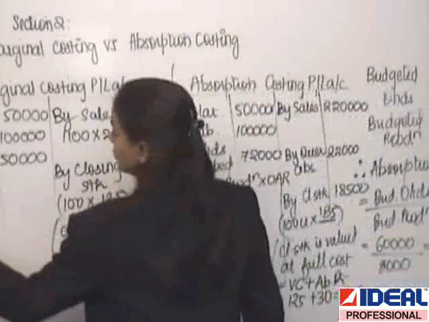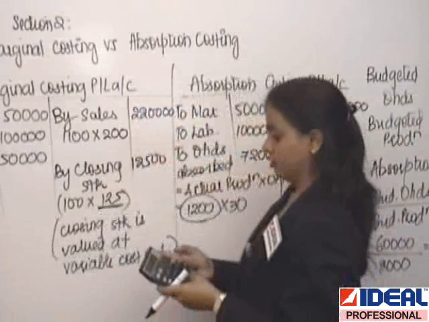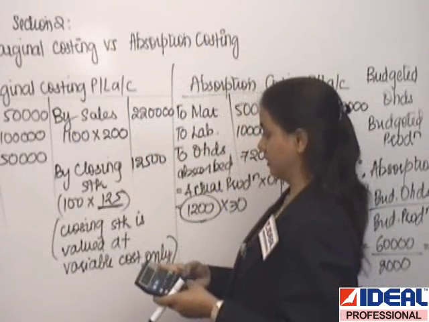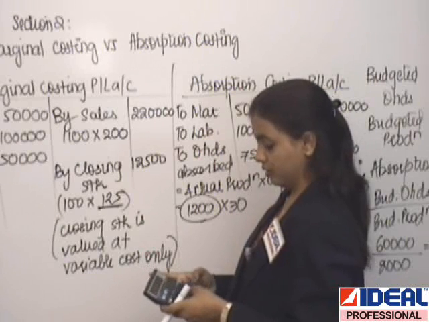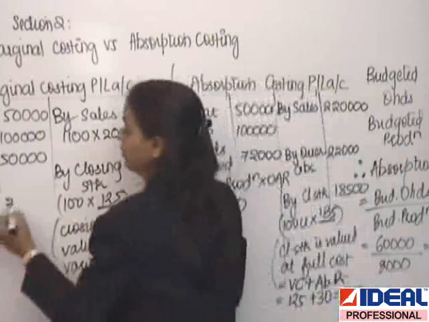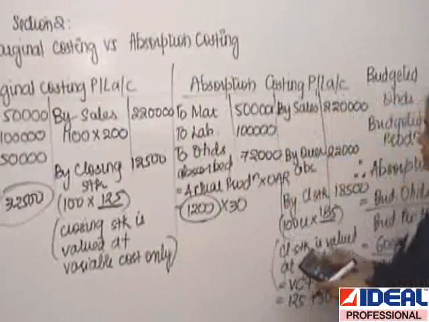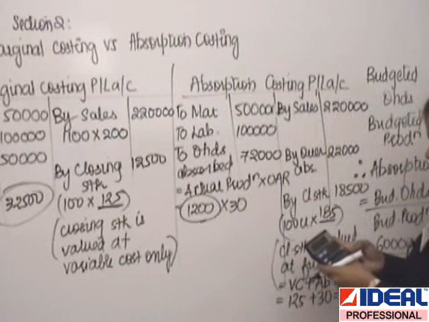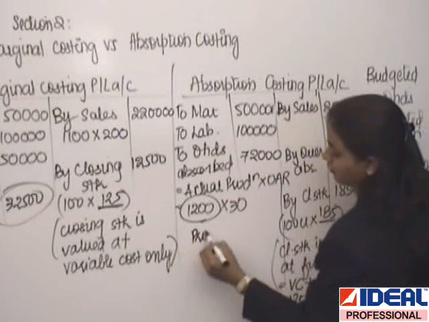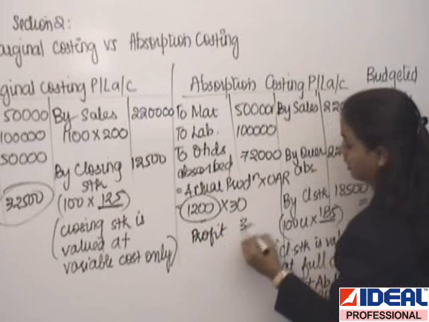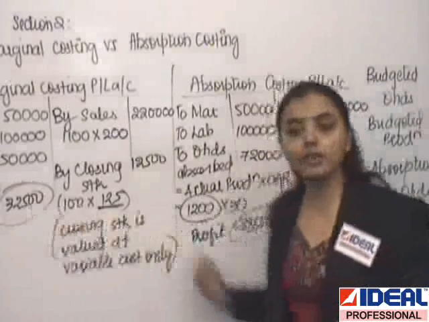Marginal costing के हिसाब से profit कितना आ गया? Profit: 2,20,000 plus 12,500 minus 550 minus 1 lakh minus 50, you get 32,500. What about absorption costing? You'll get a profit of 38,500. There is a difference in profit.